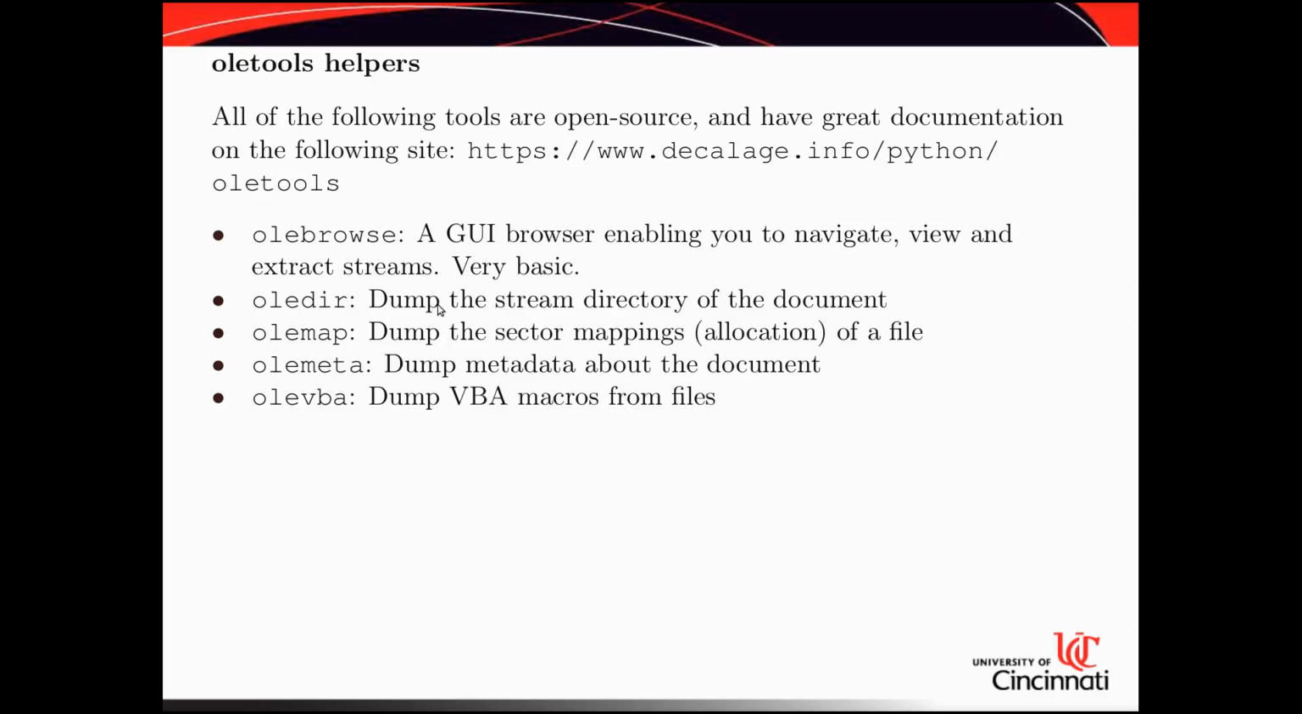But you can basically dump the stream. Here's a good example: you can get a directory listing of all the streams in there and their types and everything like that. So you can get a nice overview or index of the document. You can get the sector mappings, so the whole question of which stream a sector belongs to. You can get that mapping. You can get metadata about the document.